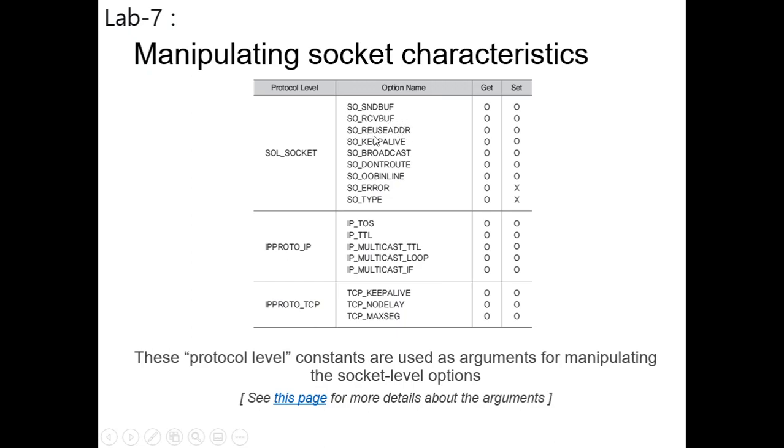And reusing the addresses, if you remember, we would have a problem when our process would stop receiving some packet abruptly, like when the kernel would kill our process. We would have a problem with reuse address, and we would be able to set it by manipulating socket characteristics and solve the issue. We wouldn't be able to bind to that address anymore, and so that's why we would manipulate socket characteristics. All right. So these protocol level constants are used as arguments for manipulating these socket level options.